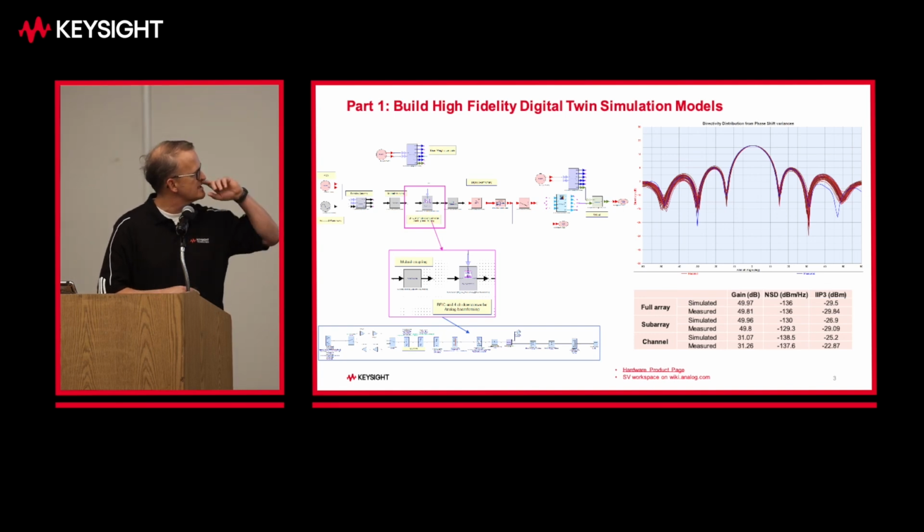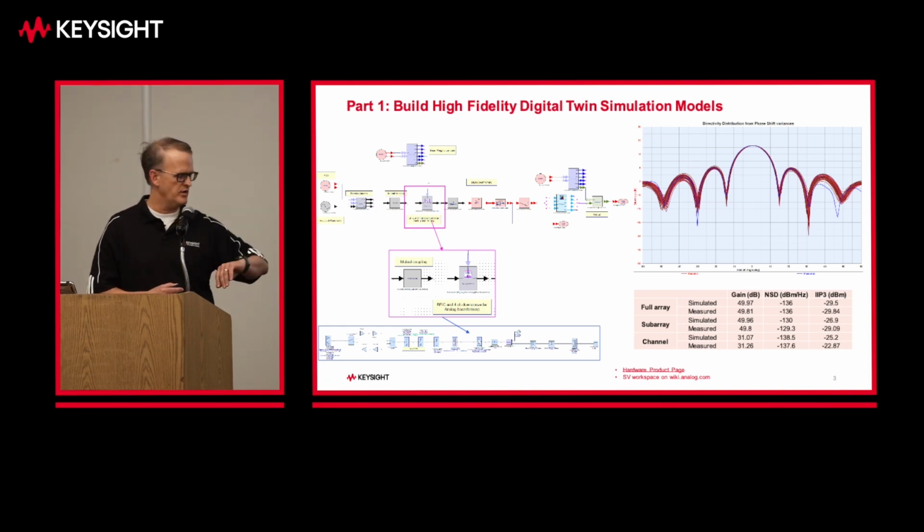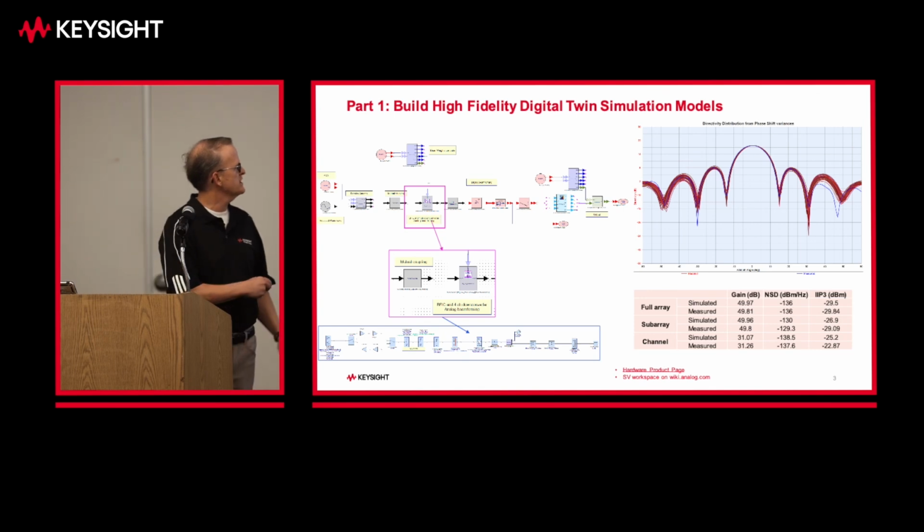If you zoom in on this, it's hard to see on this, but there's a blue trace, and that's measured from ADI. And the red was what our SystemVue software, our PathWave design software, predicted, right, with phase variance. And so we're going to show how we build that up.